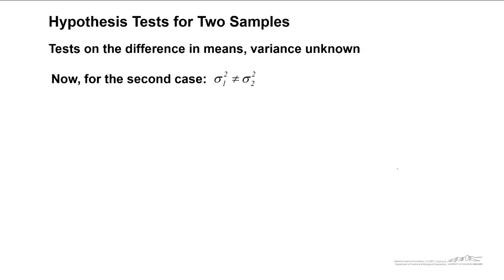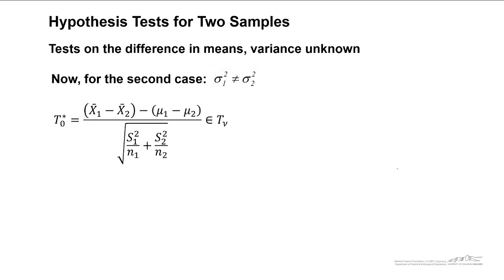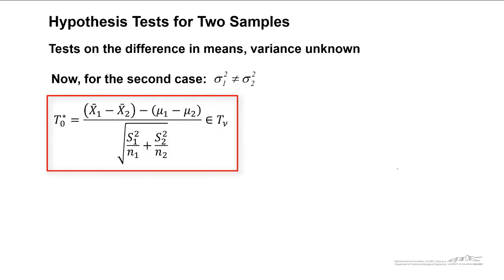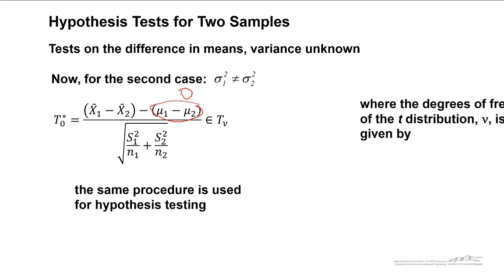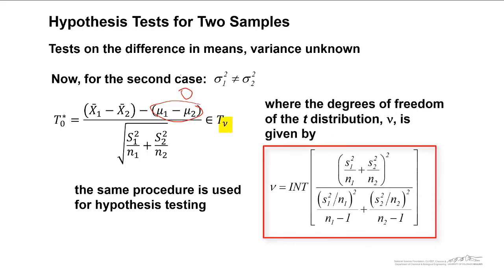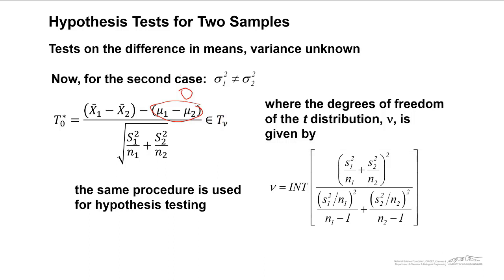Now let's talk about the case when we can't assume that the 2 population variances are the same. So this is the variances unequal case. Our test statistic is a little bit different as shown here, and yet again this is usually equal to 0 because you're trying to just show if the means are equal or not. This follows the t-distribution with new degrees of freedom, where nu is calculated using this big old complicated formula here. And the same procedure is used for hypothesis testing. We compare to t alpha with nu degrees of freedom.